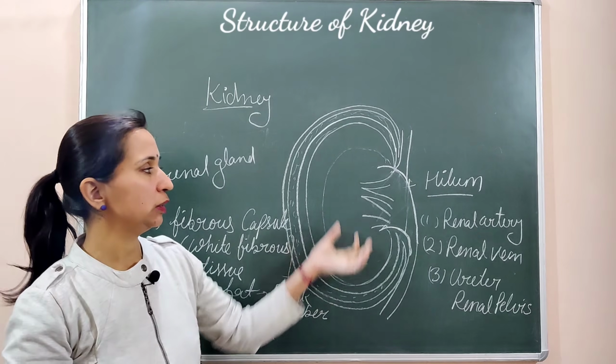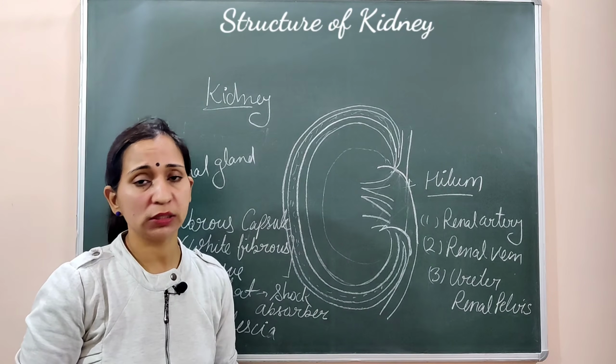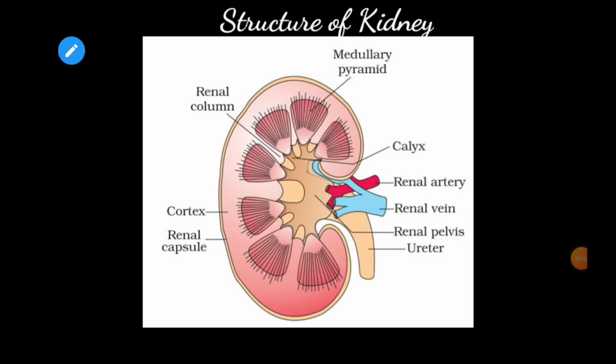So we will discuss the internal structure of the longitudinal section of the kidney. Now we will discuss about the internal structure of the kidney. Here you can see in front of you, this is the LS or the longitudinal section of the kidney. Here you can see the kidney is divided into the two regions. The outer region is known as cortex, whereas the inner region is known as medulla. So outer part is the cortex part, और whereas inner part is known as medulla.